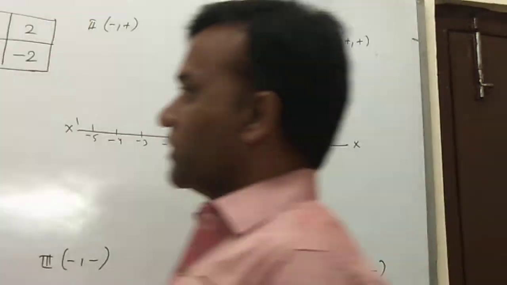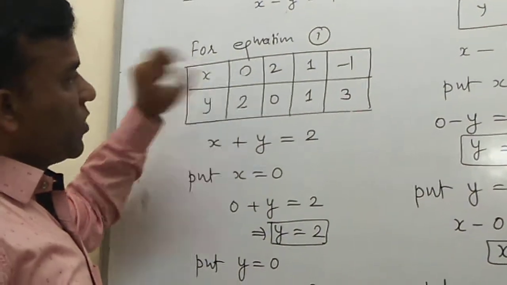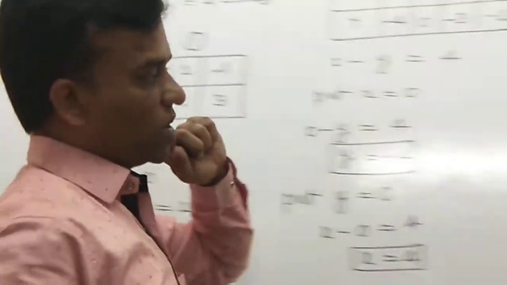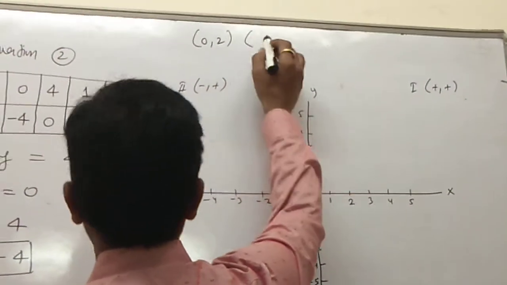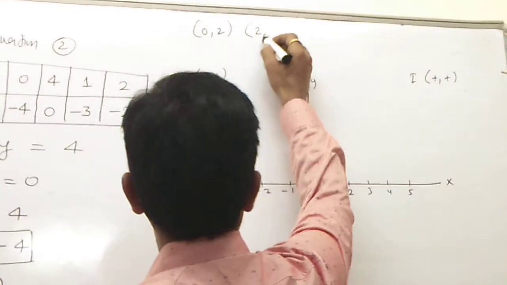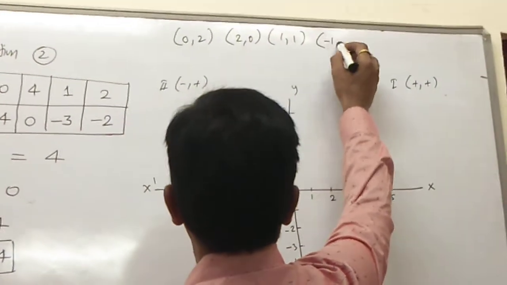Now here we have the table: first value x equal to 0, then second value y equal to 2. So the first pair is 0, 2, because you have the pair, so you draw a pair here. First pair is 0, 2, second pair is 2, 0, third pair is 1, 1 and fourth pair is minus 1, 2.